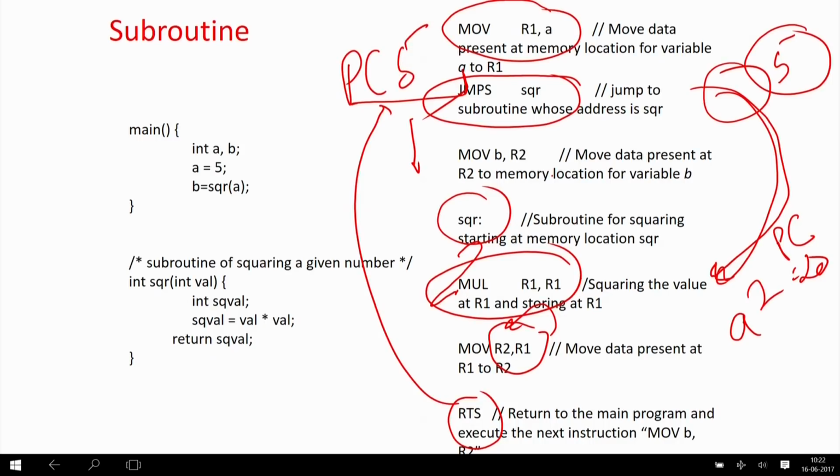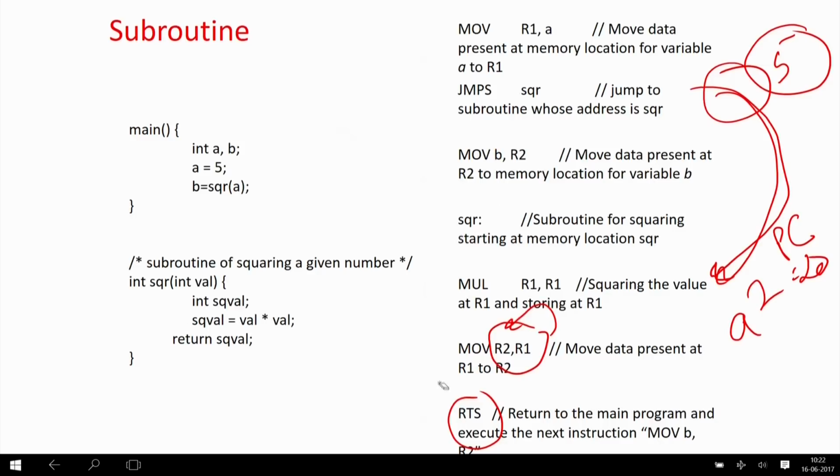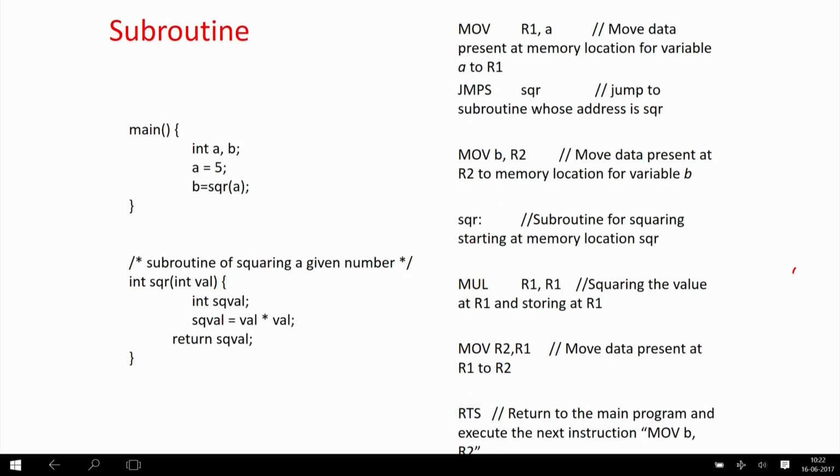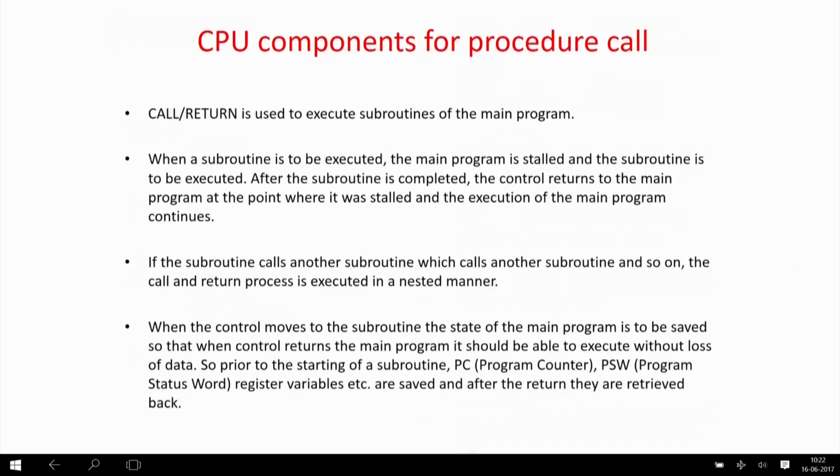Then it will become 6, and you are going to execute the instruction called move R2 to B. In this case the value of R2 will be moved over here, and if you look at the program carefully, R2 is basically R1 square, that is nothing but A square. So this instruction will transfer the value of A square to B, which is actually the requirement of the program. This is some background information which I have given you, which is required to understand how a subroutine is converted into assembly language code.